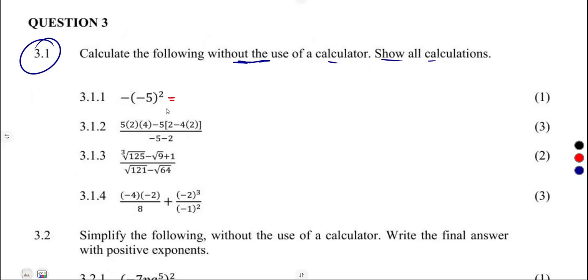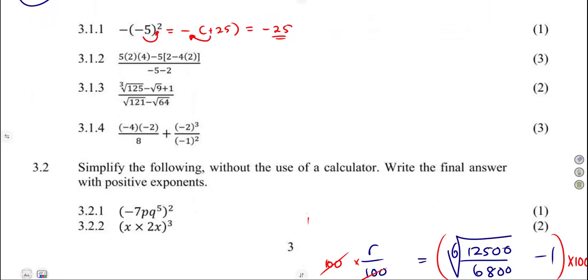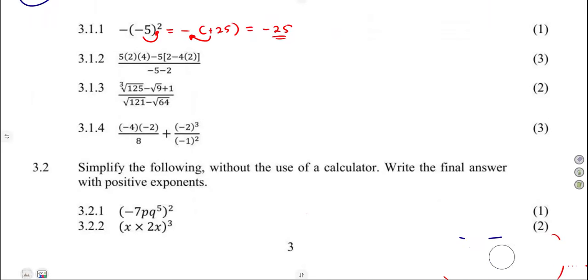All right, this is direct, guys. It's just minus 5 squared, minus 5 times minus 5. Remember, negative times negative gives us a positive. 5 times 5 is 25. So this is positive 25 with a negative sign, so the answer was simply going to be negative 25. All right, direct as it is. Let us move on to another one, 3.12.